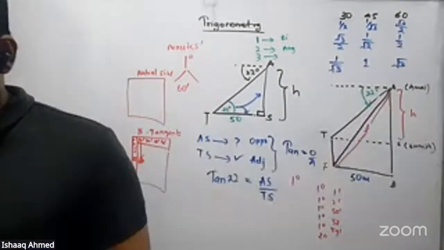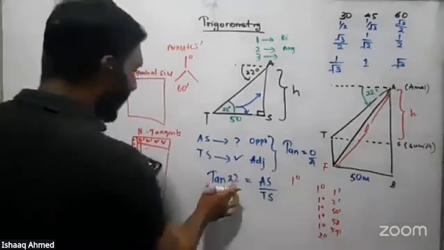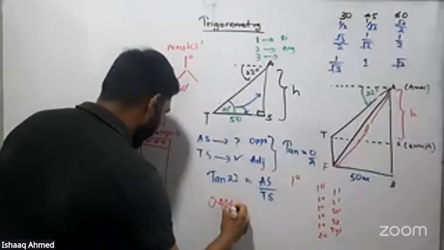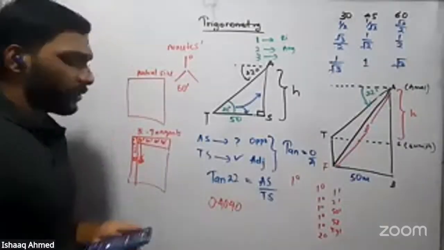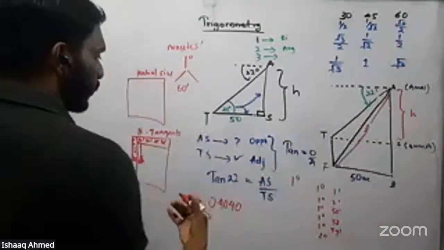I don't have a trig table with me, so I'm going to quickly Google the value of tan 22. Right. So if you check properly, tan 22 will be 0.4040. Correct or wrong? Did you get the trig table and check? Yes, very good. 0.4040 is the value for tan 22.